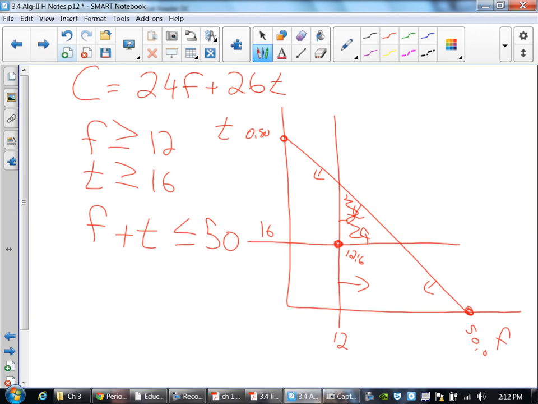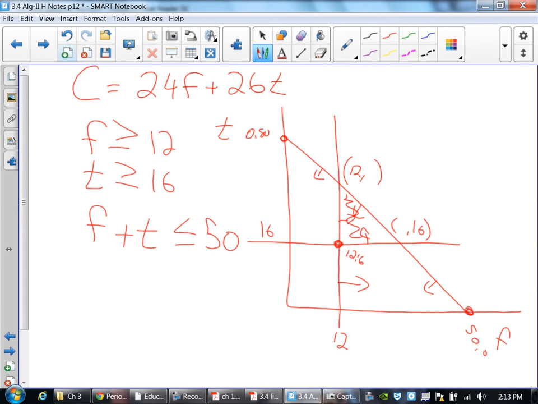Once again, you should be pleasantly surprised that you happen to have one of the values of the ordered pairs for the other two vertices. You know that the F part of this is 12. You know the T part of this is 16. Now the math.